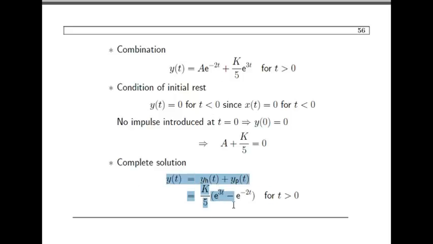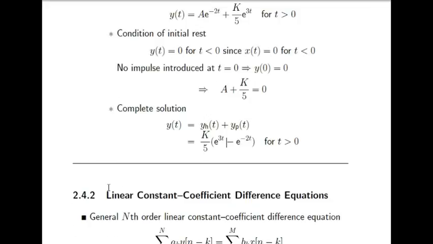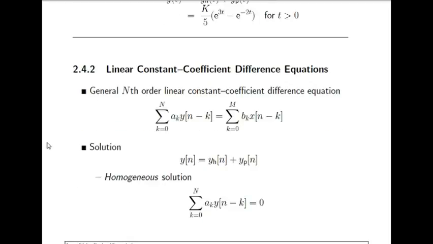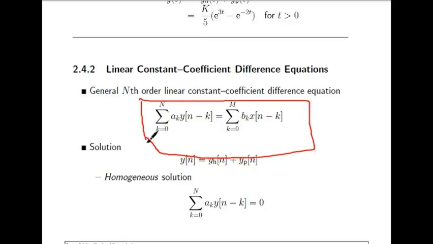Now let's see the discrete time case, the linear constant coefficient difference equations. Generally, in nth order they are represented in this manner: summation k equal to 0 to n a_k y[n minus k] is equal to summation k equal to 0 to m b_k x[n minus k].